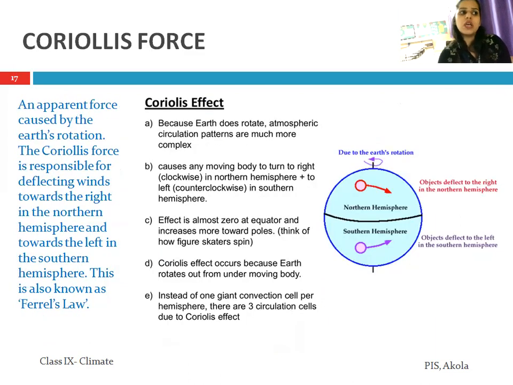So talking about Coriolis Force, the picture itself is making it a little clear for you. If you look this side, this gives you the brief idea about what actually Coriolis Force is. An apparent force caused by the Earth's rotation is known as Coriolis Force. This force is responsible for deflecting winds towards the right in the northern hemisphere and towards the left in the southern hemisphere. You can check it out with those red and purple arrows. Red is moving in the right direction, whereas in the southern hemisphere it is moving in the left direction.